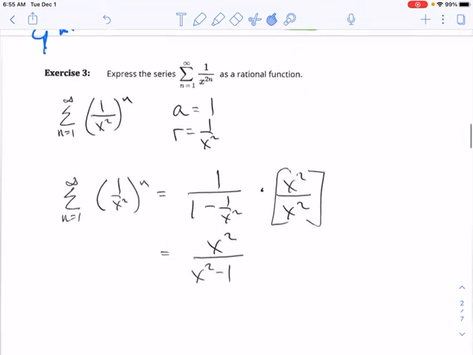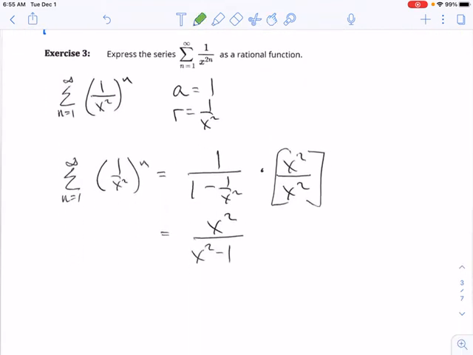Next example. This one's a little bit easier. Probably should have done this one first. Express the series as a rational function. So 1 over x to the 2n can be easily rewritten as 1 over x squared to the n. So you can verify that 1 to the n is just going to be 1 in the numerator, and x squared to the n in the denominator would be x to the 2n. Well, once we have that, we see that a is equal to 1, and r is 1 over x squared.